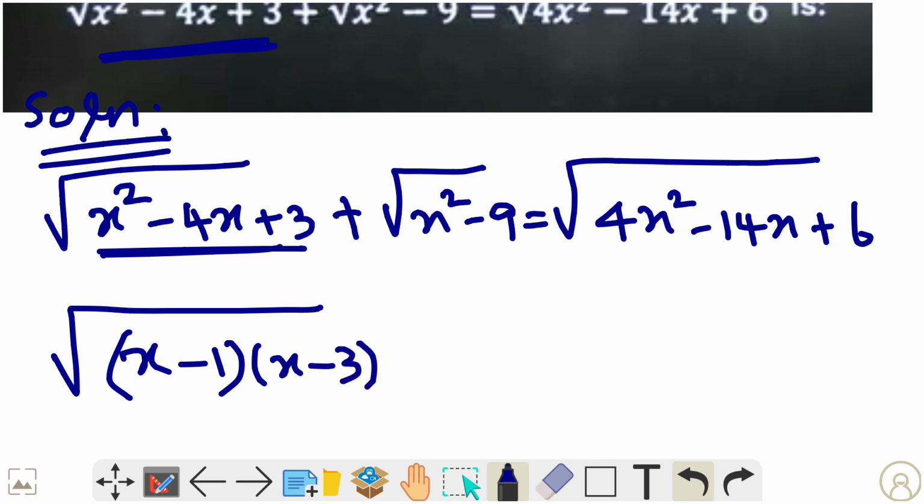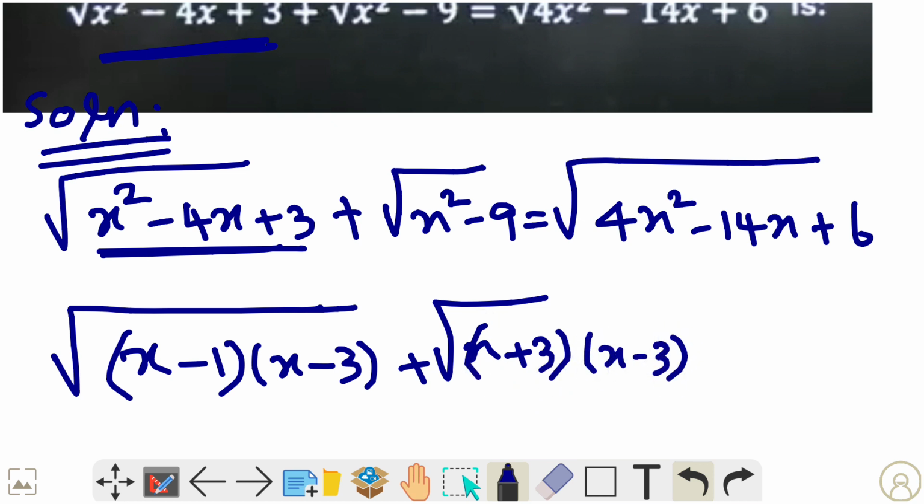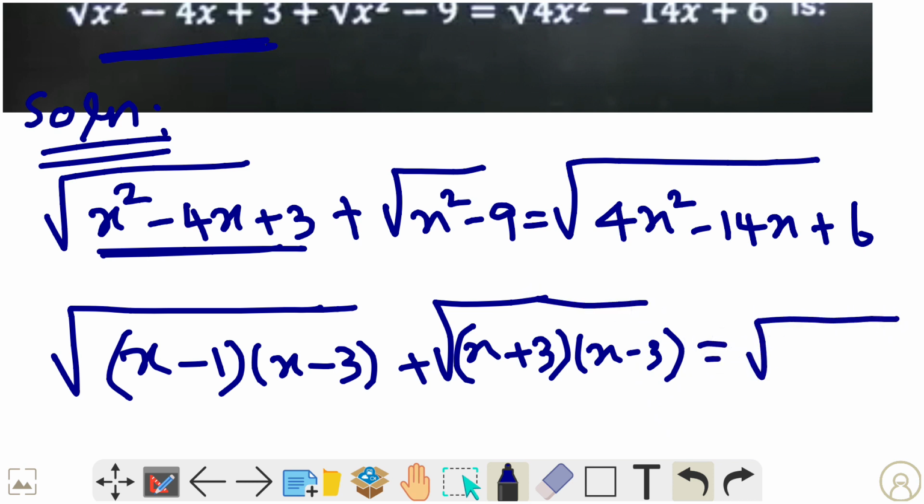X minus 3, yes, plus. We all know this is a square minus b square, so a plus b into a minus b. So x plus 3 into x minus 3. Okay, so this is x and x minus 3, which is equal to the square root of 4x minus 2 into x minus 3.